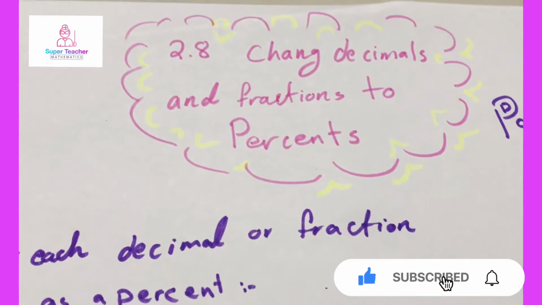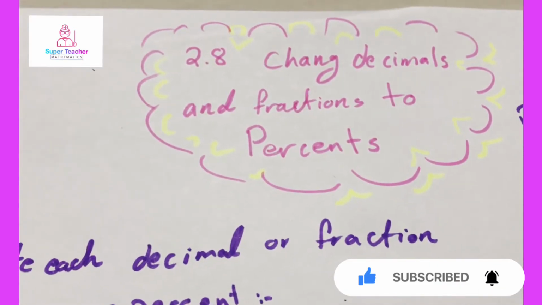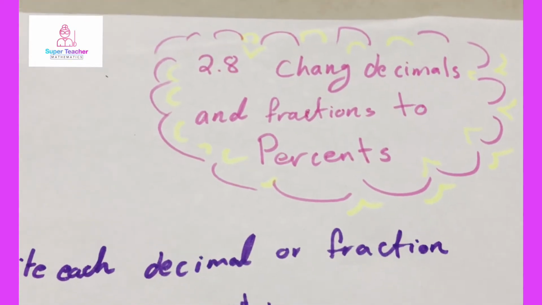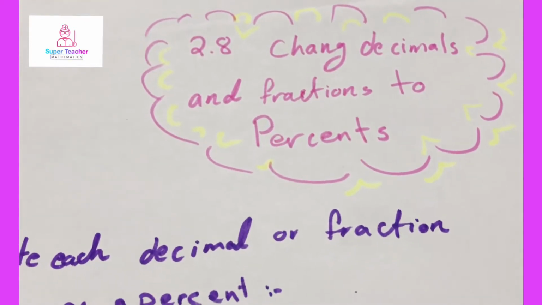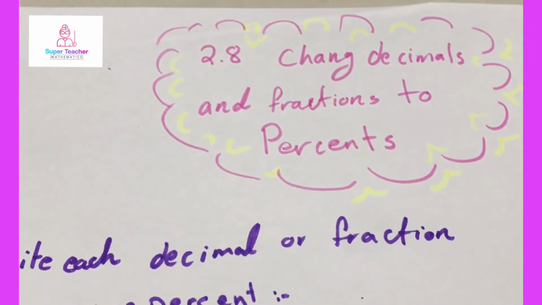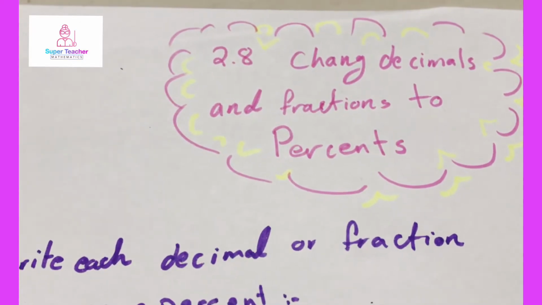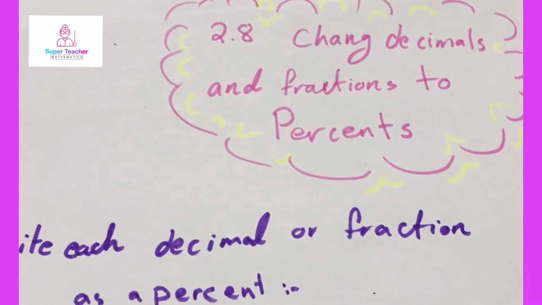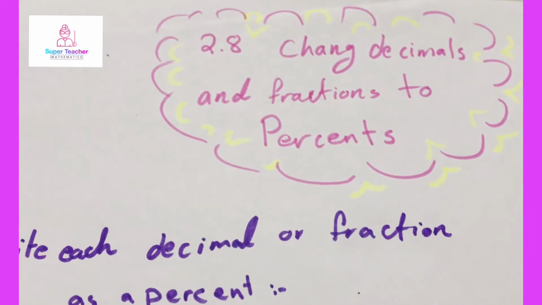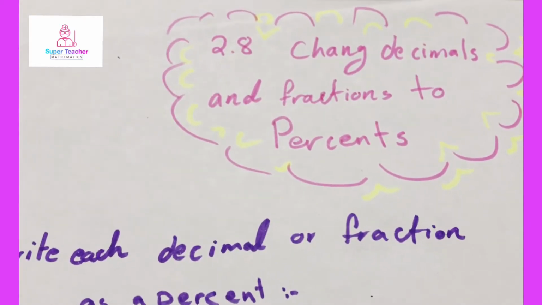In this lesson we will complete 2.8, change decimals and fractions to percents. If you didn't watch 2.8 part 1, please go back to my channel and watch it. It will be helpful for this lesson. Today we are going to do the inverse of what we did last time, so I'm going to change the decimal and the fraction to percent.